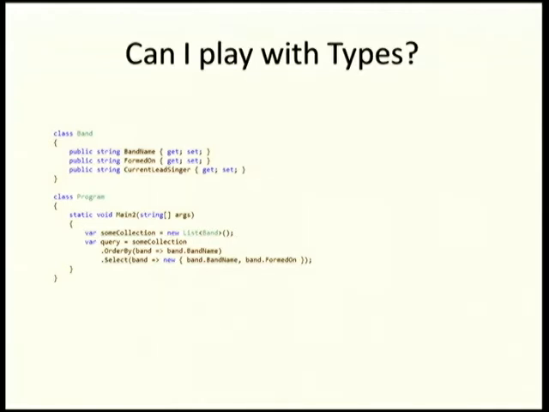So the last thing I want to close with is something you might not expect out of a strongly typed language. You'll see right here I've got this band with a band name, formed on, and current lead singer, right? But really I want to pass something to another layer. I don't like the shape of that data for some reason. I want to change it.